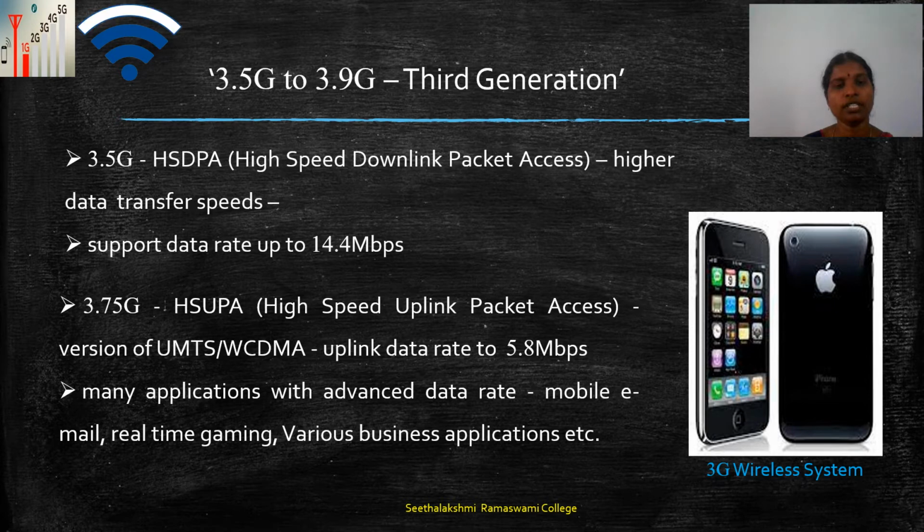Next, 3.75G technology. High-speed uplink packet access, HSUPA, is the version of UMTS and WCDMA uplink evolution technology. It drives the 3.75 generation technology beyond the application of 3G. It is established to boost the uplink data rate to 1.4 Mbps and later up to 5.8 Mbps. HSUPA has many applications with advanced data rate such as mobile email, real-time gaming, various business applications, etc.